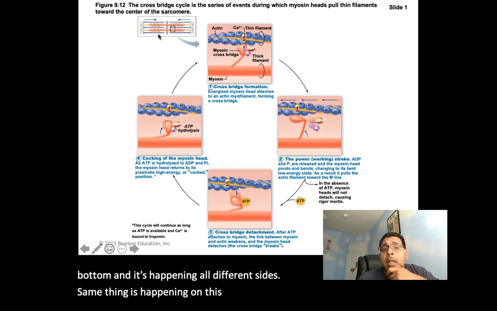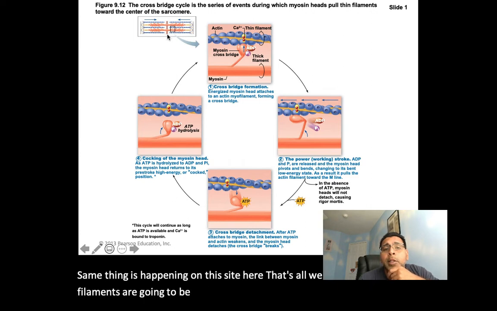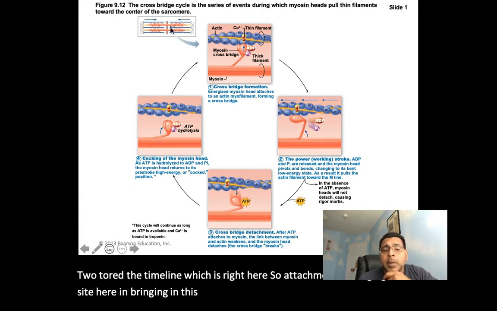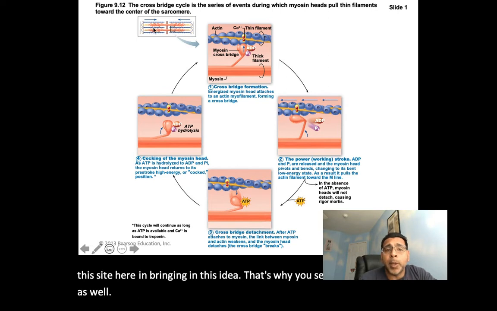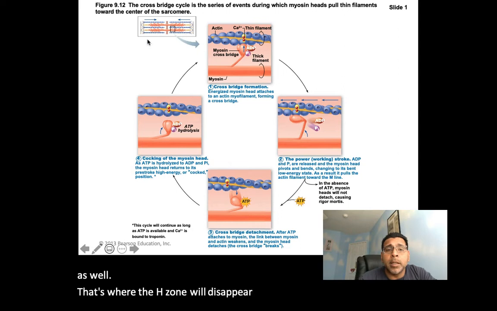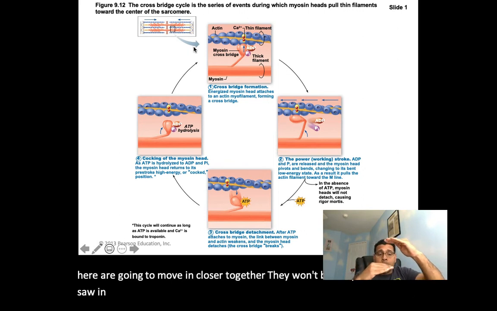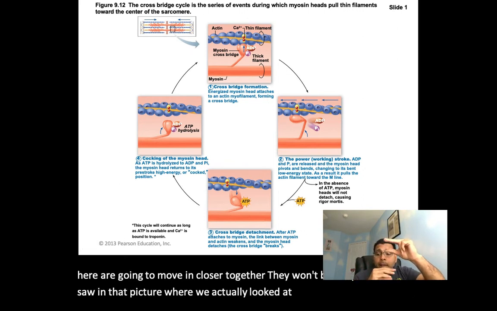That's why we said these thin filaments are going to be brought in towards the M line, which is right here. Attachment and detachment bring in this side here and this side here. That's why you see these arrows, and that's why the H zone will disappear. The I bands and the Z discs are going to move in closer together. They won't be so spaced out like we saw in the picture of both the relaxed state and the contracted state of muscle.